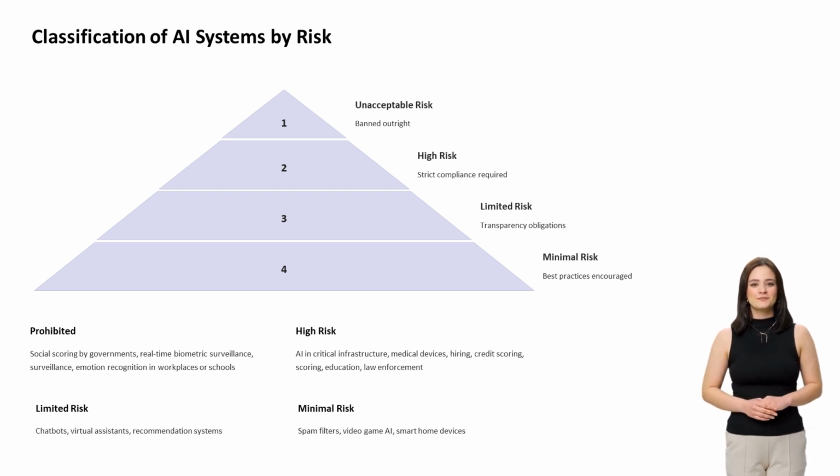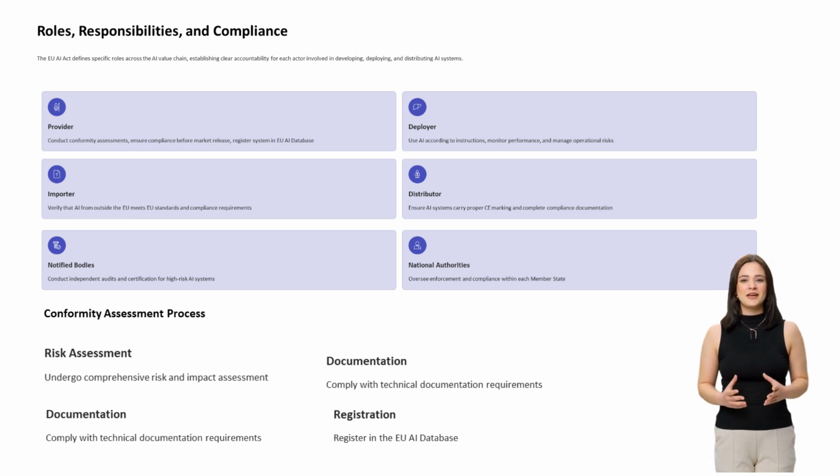it. For the EU AI Act to be effective, it clearly defines roles and responsibilities for every actor in the AI value chain. Let's break down the key players. The provider, that is, the developer or manufacturer, bears the heaviest burden. They must conduct conformity assessments, ensure full compliance before release, and register the system in the official EU AI database.